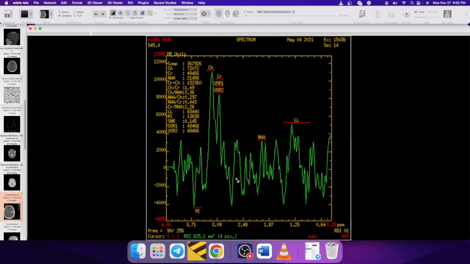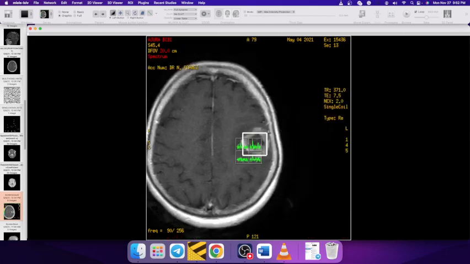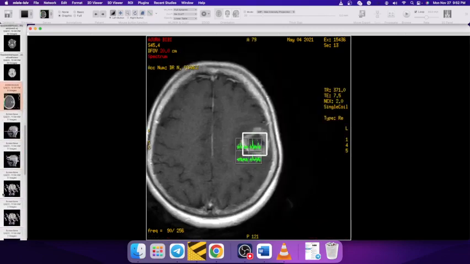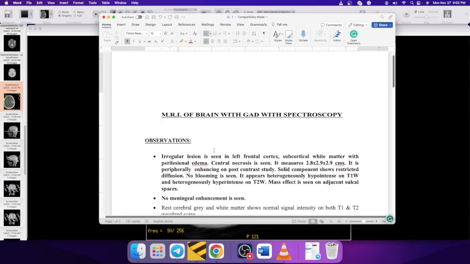And then we see that there is reduced NAA, which means that area has neuronal loss, and there is increased choline and creatine. But we also see there's an increased lipid lactate peak. So this shows that there is something infective also going on in the center of the lesion.